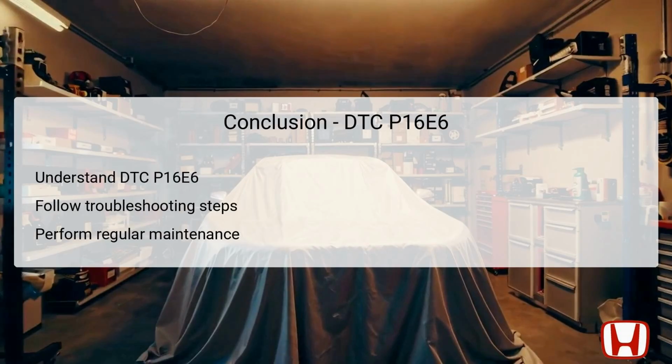In conclusion, understanding DTC P16E6 and its implications is crucial for maintaining the operational efficiency of your Honda Civic 2022 Plus. This diagnostic trouble code signals a malfunction within the transmission range switch start switch circuit, which can affect engine starting and transmission operation. Following methodical troubleshooting steps helps isolate the problem, whether it be a faulty switch, wiring issues, or PCM malfunctions.